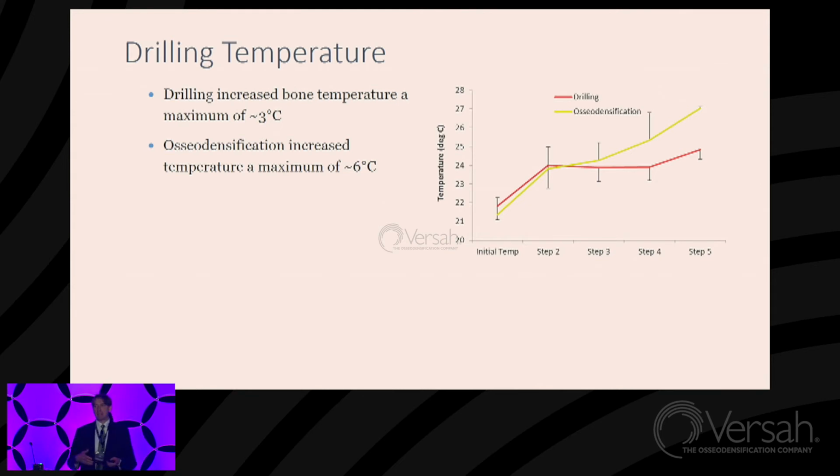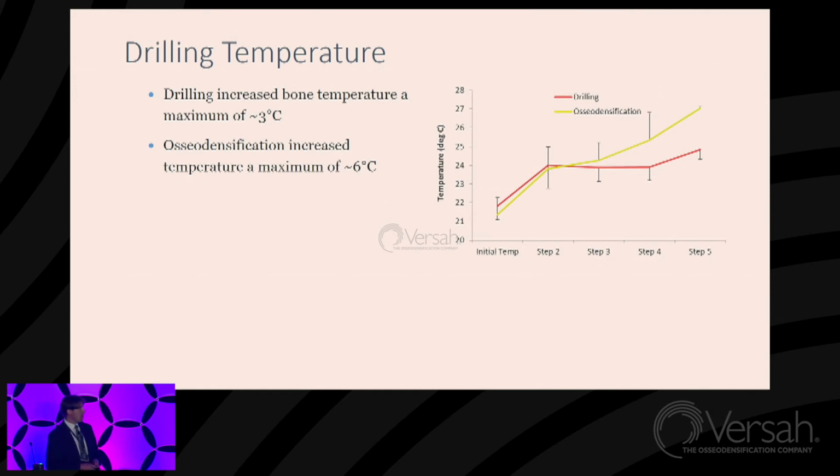So osseodensification does increase the temperature around the osteotomy, as does normal drilling. We saw about a 3 degrees Celsius increase with our standard drilling groups and our extraction drilling groups, and osseodensification was about 6 degrees Celsius.